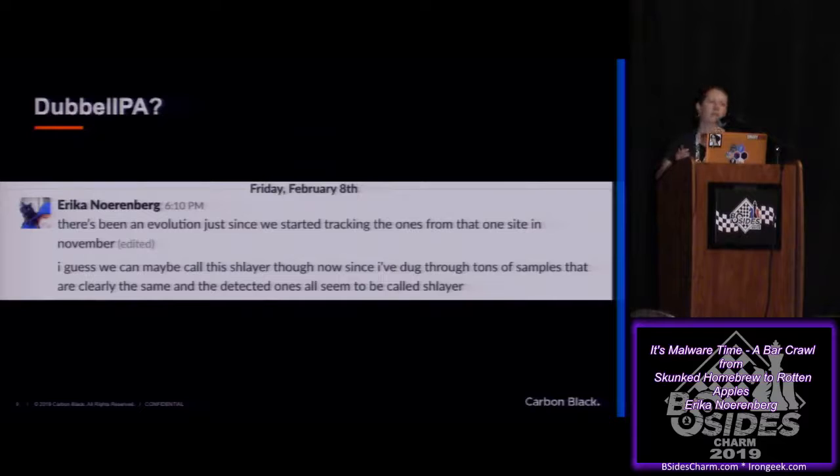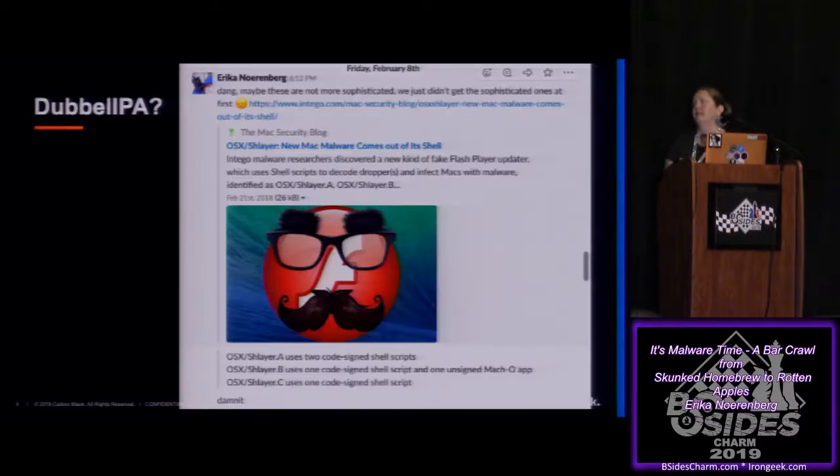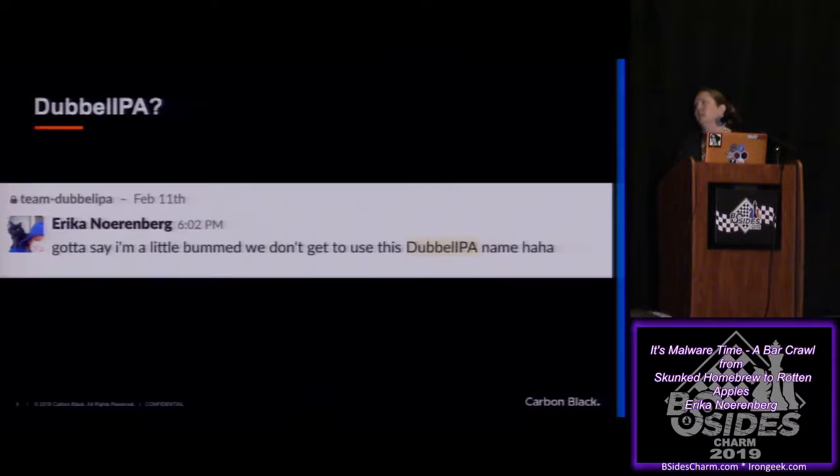And then I found Schlayer. I was like, oh man, I guess we're going to have to call this thing Schlayer. There's the article. So this was Intego researchers in February of 2018, 1 year prior, who had actually researched this and found all the things that I'd been finding. I was like, ah, bummer, right? So, bummed. Can't use a double IPA name.